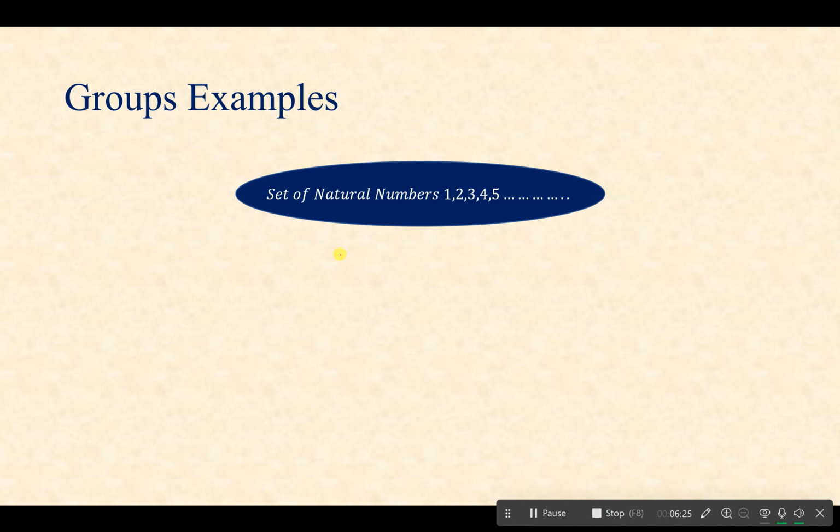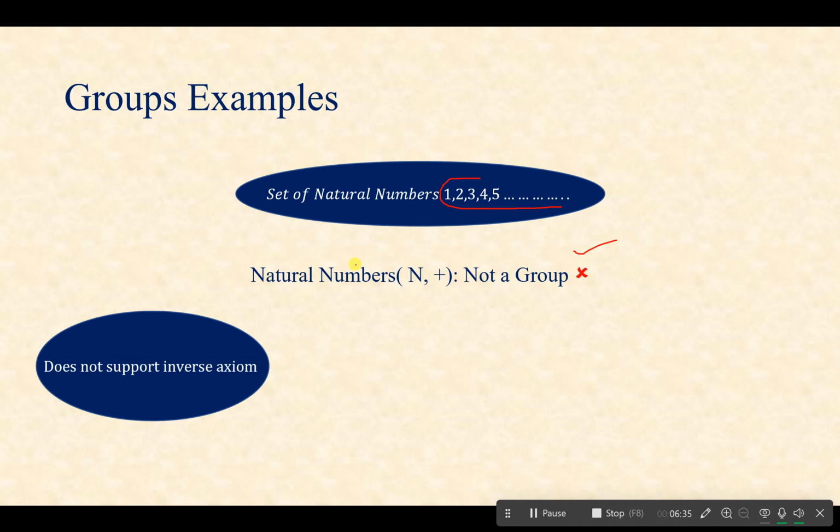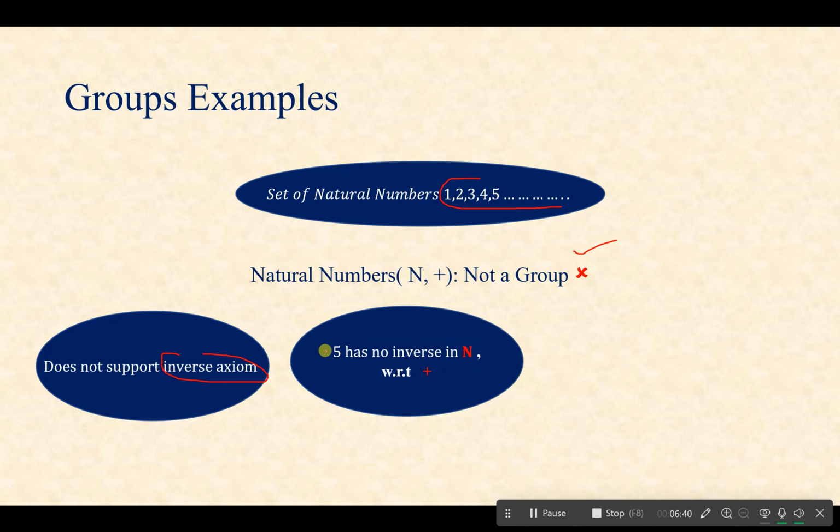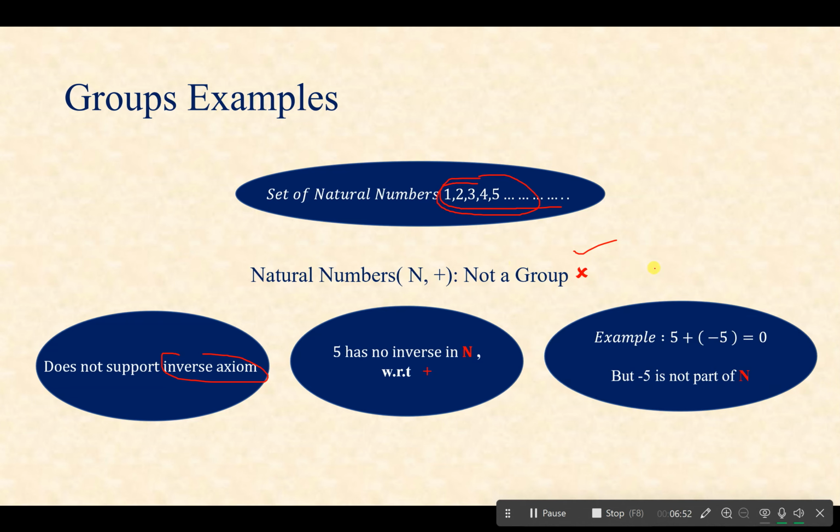Now let us see whether the set of all natural numbers, that is only numbers 1, 2, 3, 4, 5, is a group or not. It's not a group. Can you think why? It does not support the inverse axiom. For example, if I want to get 0, 5 plus minus 5 is equal to 0, but minus 5 is not present in this set. As you can see, minus 5 is not part of N, because natural numbers means the set of all numbers 1, 2, 3, 4, 5 and so on.